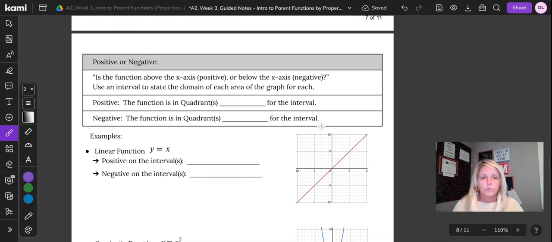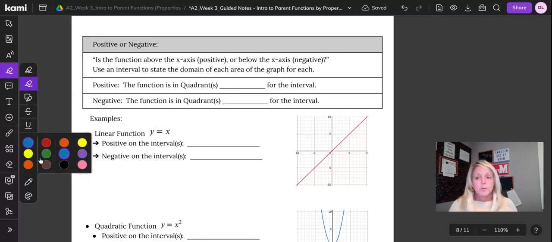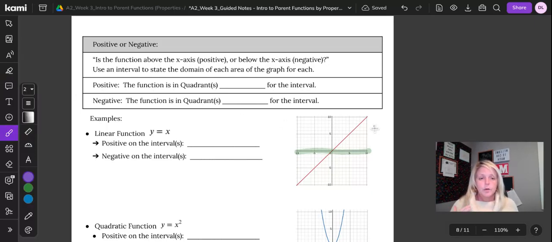Okay, now when they ask positive or negative, they're asking, is it above the x-axis? So is my function positive? That would be my y values. Everything above the x-axis is positive and everything below the x-axis is negative. So if you draw your line and highlight your x-axis, that kind of helps you. Above is going to be positive functions and below is going to be negative. That simply means when we plug in any value for x, what kind of number are we going to get?